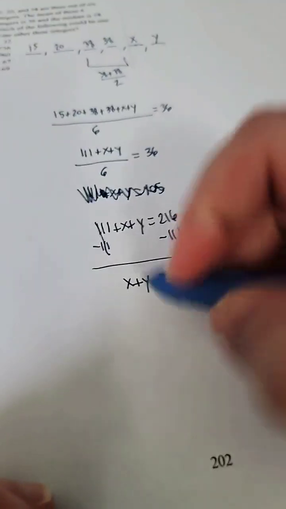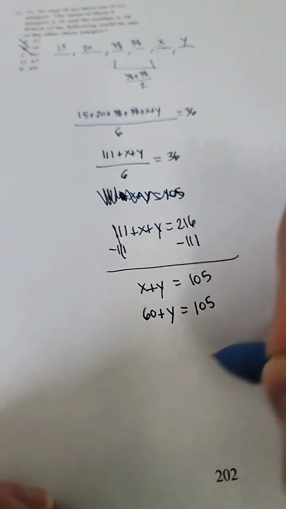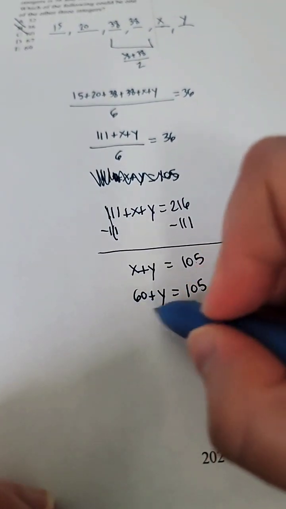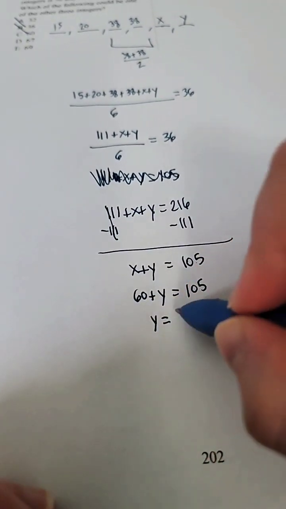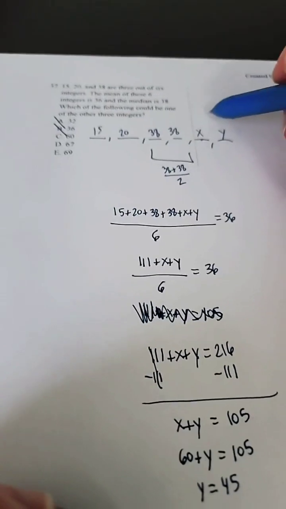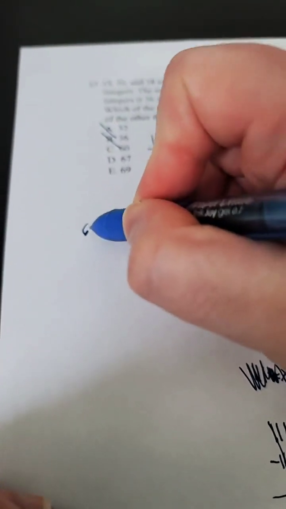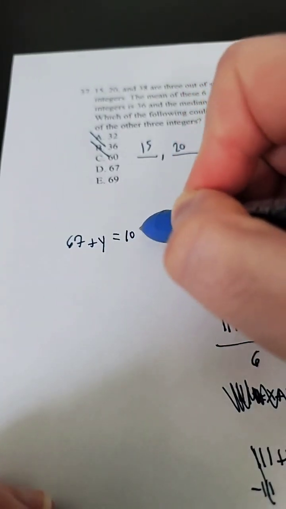So like, let's say that one of these is 60. So 60 plus y equals 105. Well, what would we get for y? If we subtract 60 from each side, we would get that y is equal to 45. That's a number that's greater than 38. So is 60. So that's plausible. That would work.